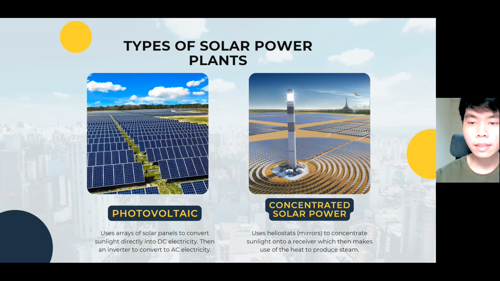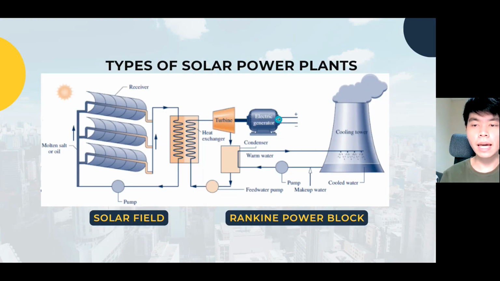For the scope of today's presentation, we will dive deeper into the second option, which is the concentrated solar power, as it will relate to the topic of thermodynamics. To begin with, this is what a CSP energy generation diagram looks like. It is divided into two different sections, the solar field and the Rankine power block.